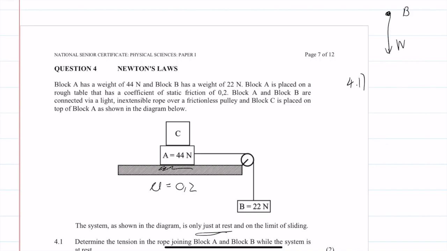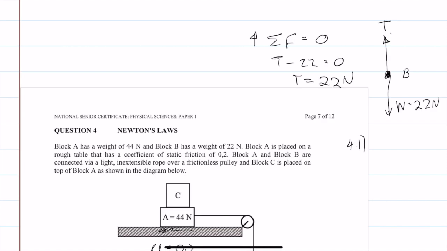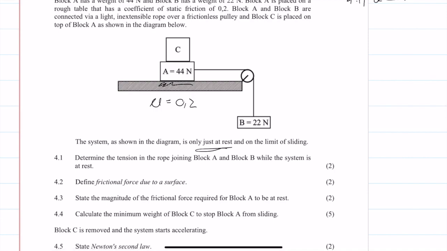Block B has a weight equal to 22 newtons, and it's also got a tension T. It's stationary, so the sum of the forces must be equal to 0. Taking upwards as positive, T minus 22 is equal to 0, so T must be equal to 22 newtons. And yes, we get 2 marks for that.